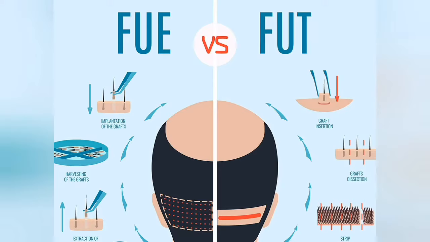In FUT, we excise a strip of tissue from the donor area and suture the area, and then we individually sliver it to obtain individual hair units. And here the disadvantage is that it would leave a long scar on the occipital region of the scalp.